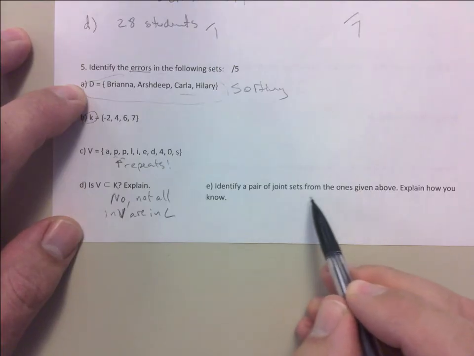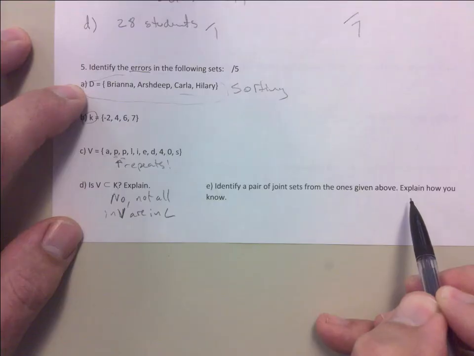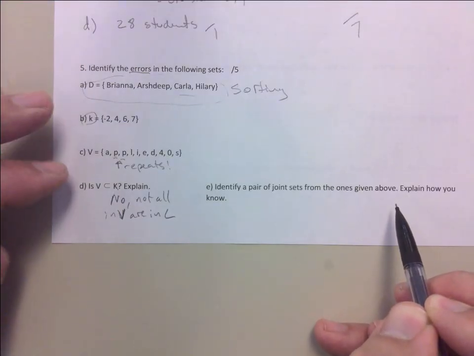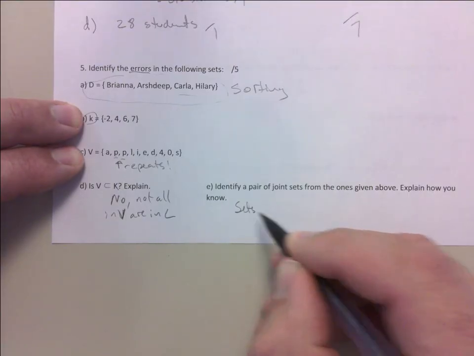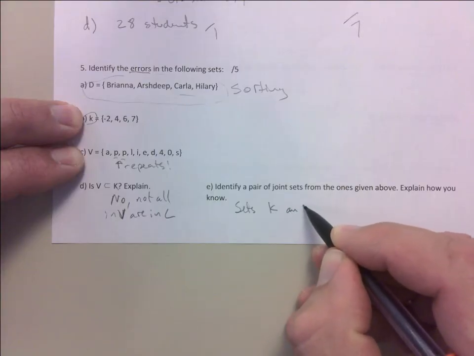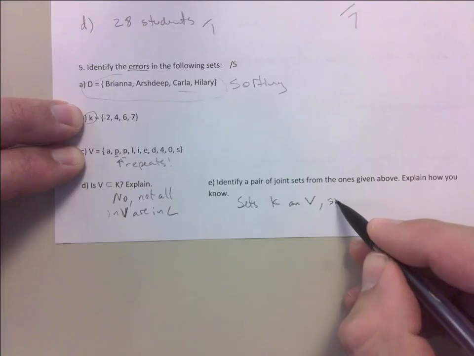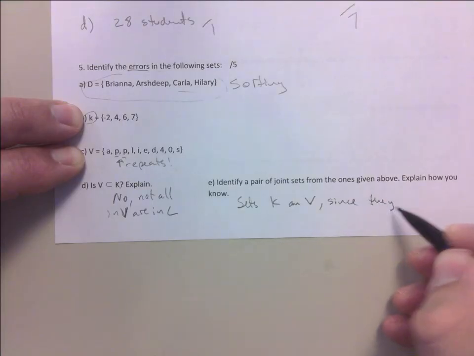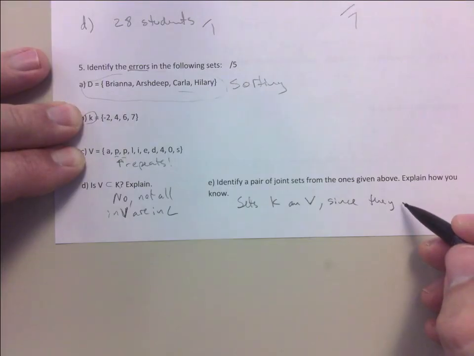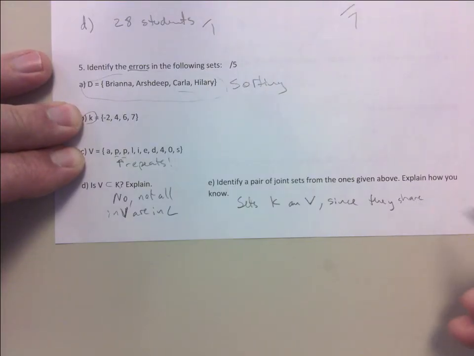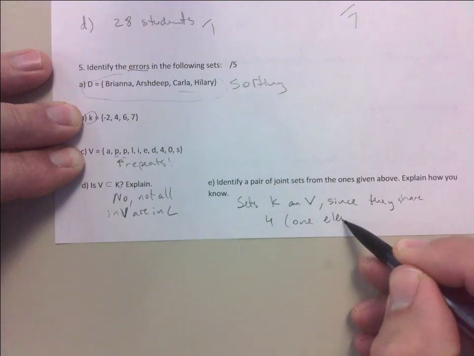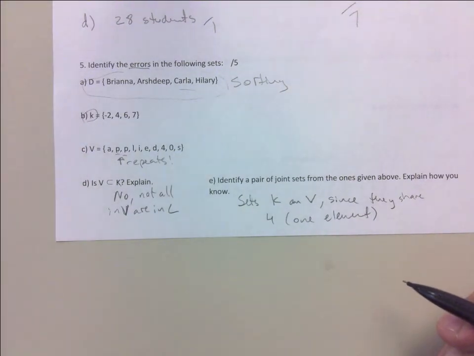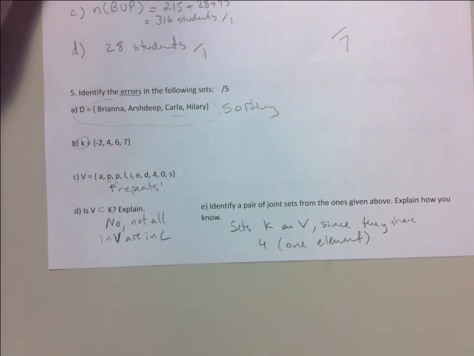Identify a pair of joint sets from the ones given above. Explain how you know. I would say K and V, right? Sets K and V, since they share, what is it, 4? Yeah, they share 4, right? One element. So they're not joint by a whole lot, but they are joint. Okay. That's not for marks, so don't take anything off.